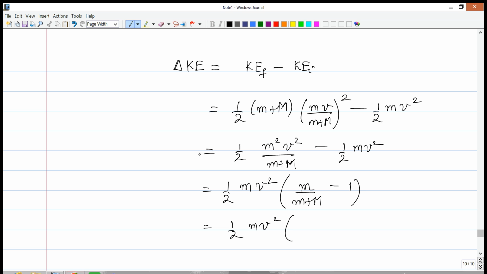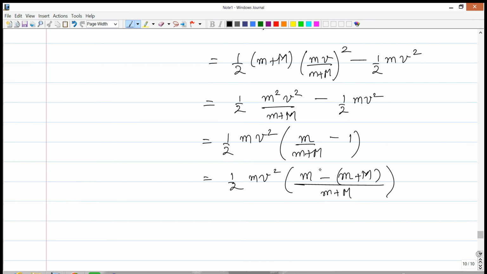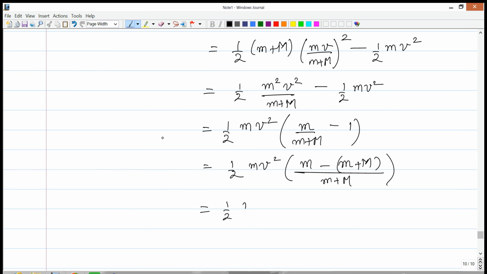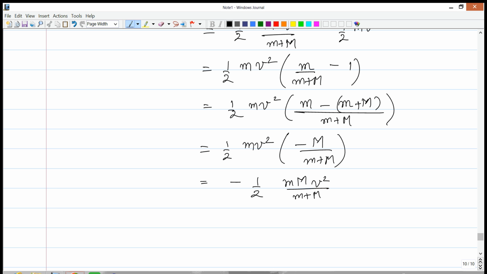We can multiply and divide the second term by (m plus M), and what we know is that this is equal to 1/2 m v squared times minus capital M over (m plus M), and this is equal to minus 1/2 m times capital M v squared over (m plus M). Now the negative sign here implies that energy has been lost. Okay, so keep that in mind.